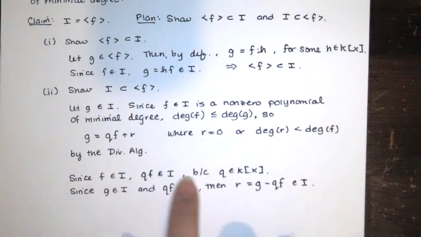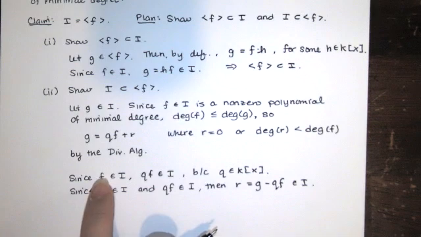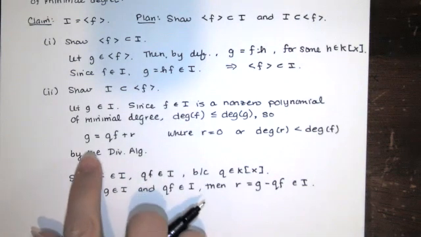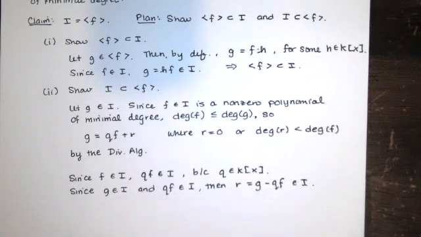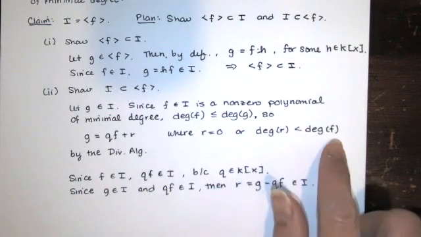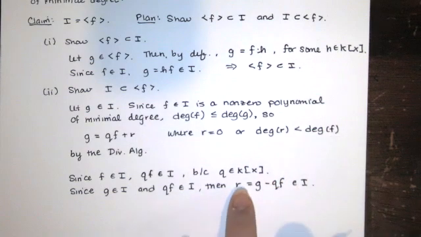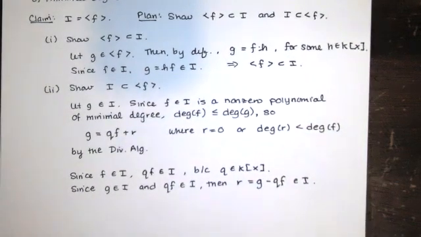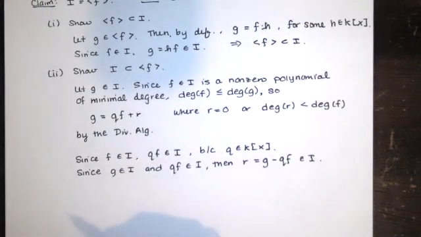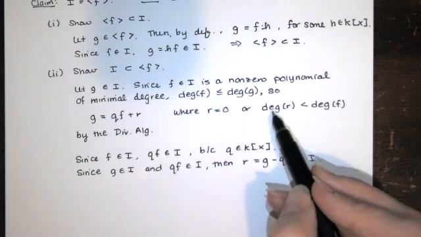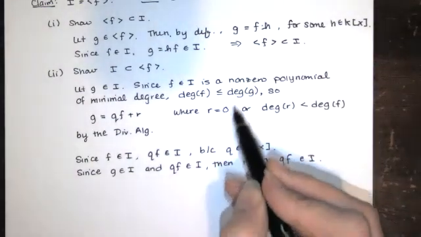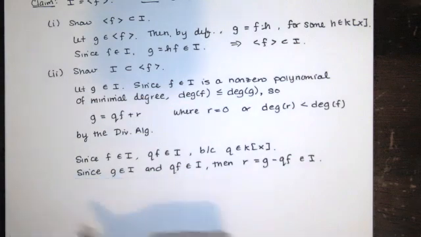But we have just shown through this argument here that if f is in I, then this is in I. And since g and f are in I, then r has to be in I. But we've already said that the degree of r has to be less than the degree of f. And that's a contradiction, because if r is in I and f is a polynomial of minimal degree, r can't exist. That's not possible. So we have a contradiction, or we would have a contradiction if we didn't have this other possibility. The other possibility is that r is equal to 0.